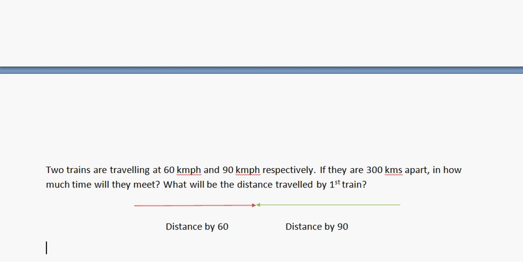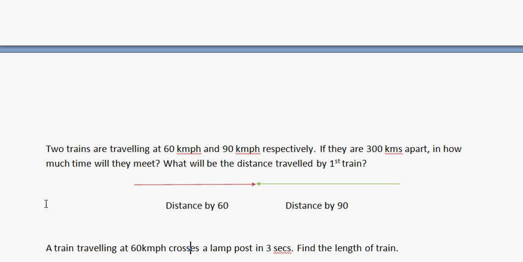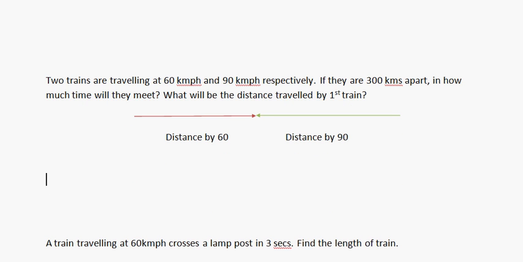Two trains traveling at 60 and 90 kilometers per hour respectively. If they are 300 kilometers apart, in how much time will they meet, right? So they are 300 kilometers apart. Now they would meet at a certain time, which means again time is constant, right? So time is constant, which means the distances would be in the ratio of their speeds. So the ratio of the distances would be 60:90, which means 2:3. So they would travel in 2:3 distance, right?